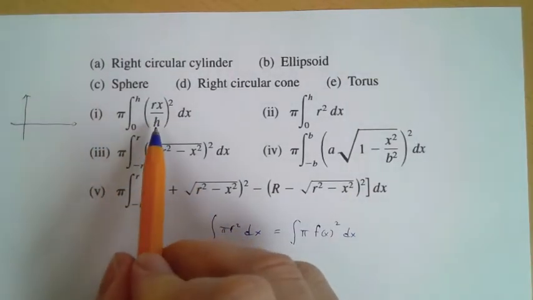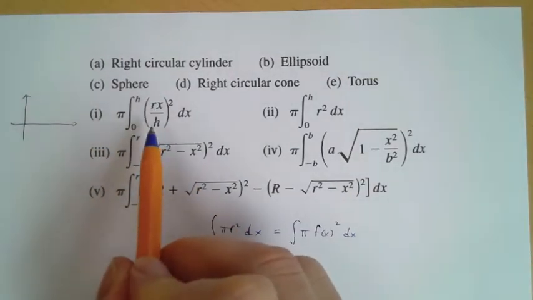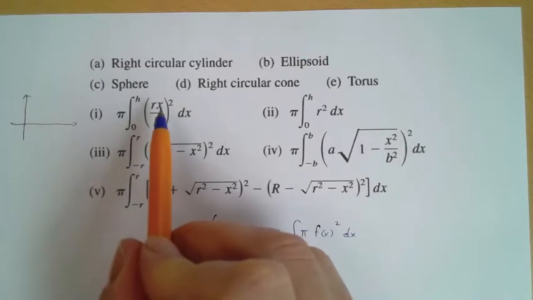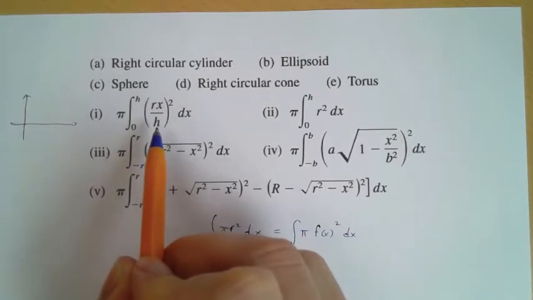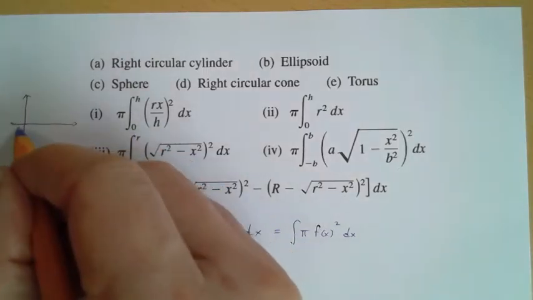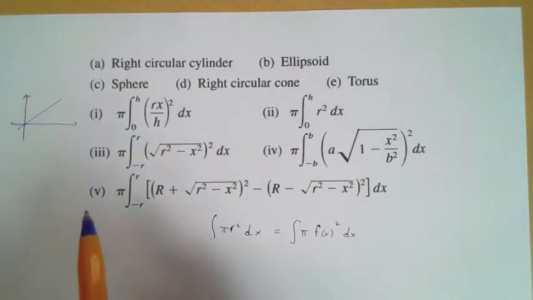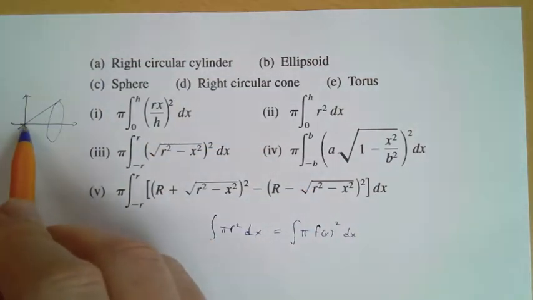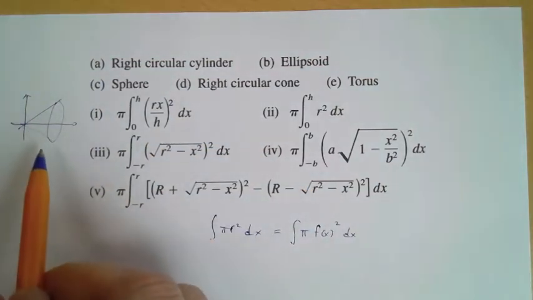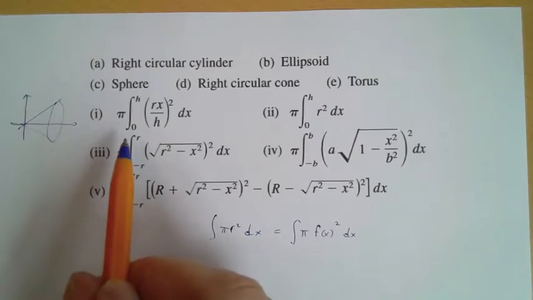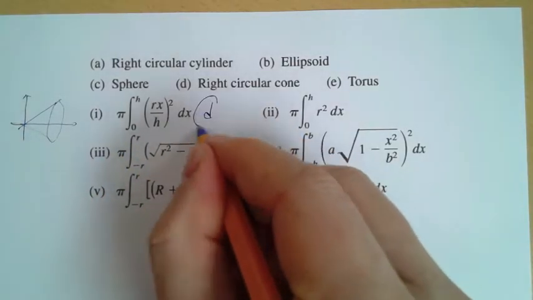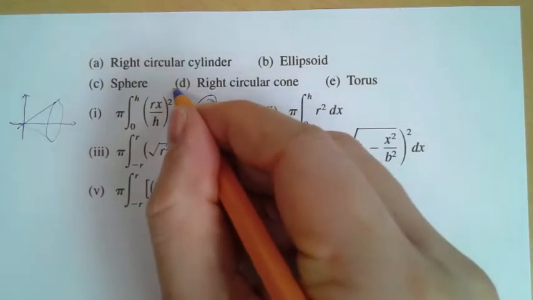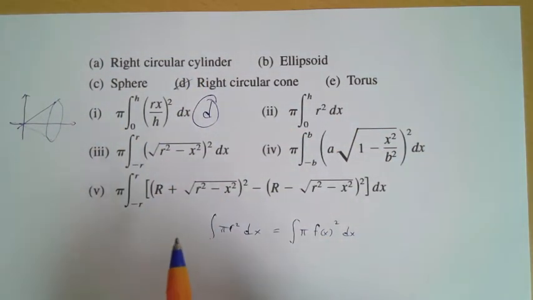It's nothing but a linear function. R and h are constants. So this is, for example, f of x equals 2x, f of x equals 3x, f of x equals 1/2 x. So it's a line that goes through 0. Therefore, when you rotate this line about the x-axis, what do you get? A cone. So 1 is the right circular cone. I'll cross it out to know that we're done.